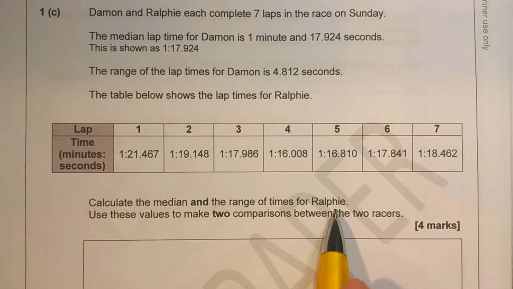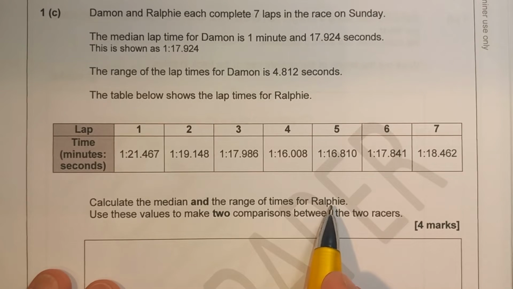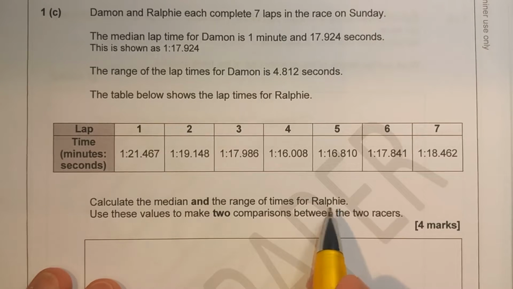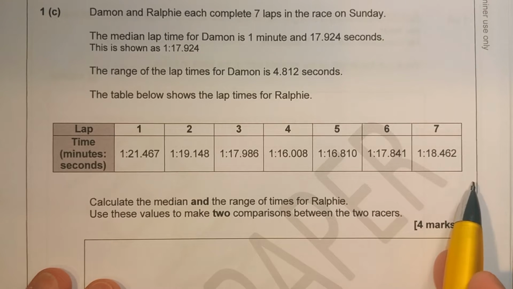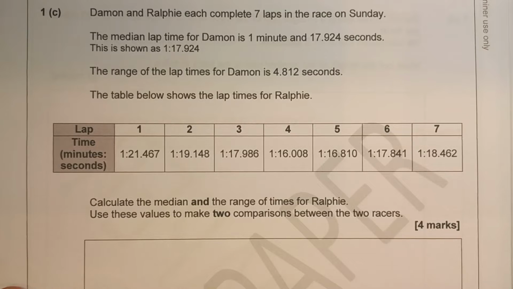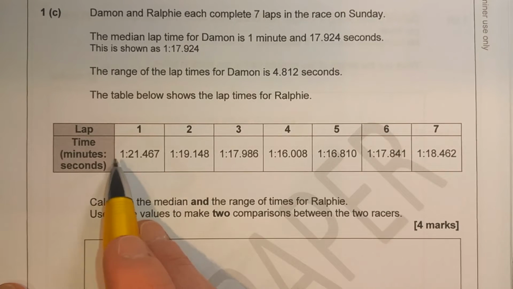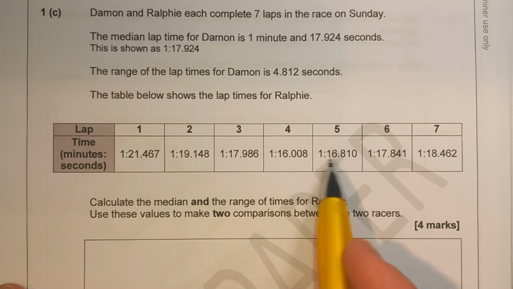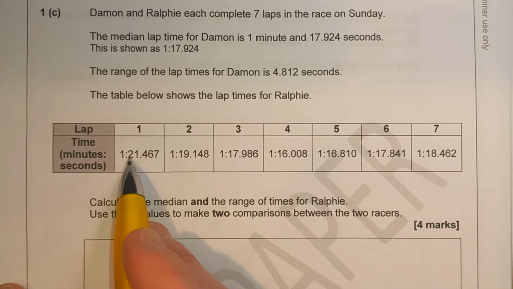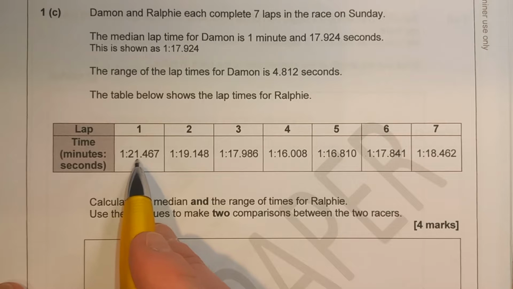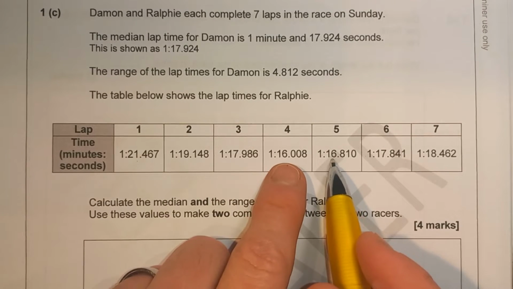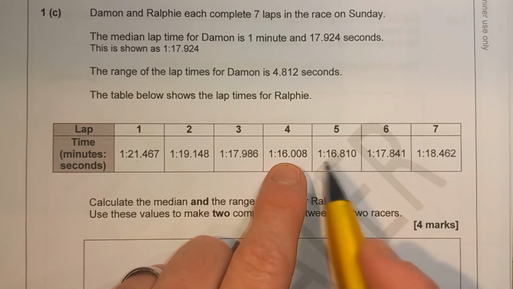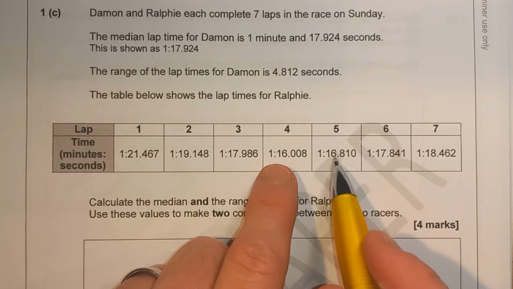Right, so if we want the median, that means that's the middle time or middle number. So the best way to do that is to rank them first. So it's the middle number when you've got them from smallest to largest. So which is the smallest number? Well, they've all got 1 minute at the front, so we can ignore the 1 and look at the seconds. So this is 21, 19, 17, 16. We've got another 16, 17 and 18. So these are the 2 smallest because they're both 16.